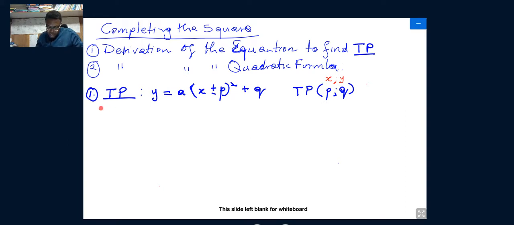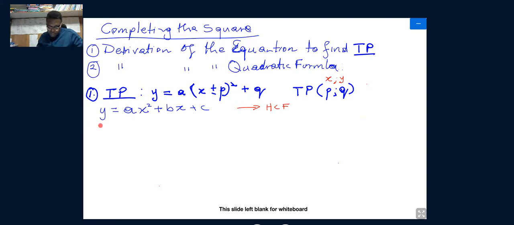So we have a general form in the form of y is equal to ax squared plus bx plus c. Alright. I'm still going to do the same thing. I'm still going to take out the common factor, HCF, highest common factor.